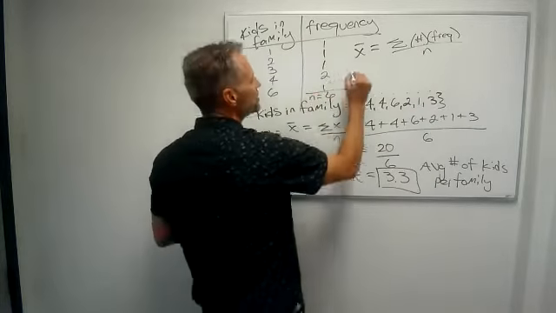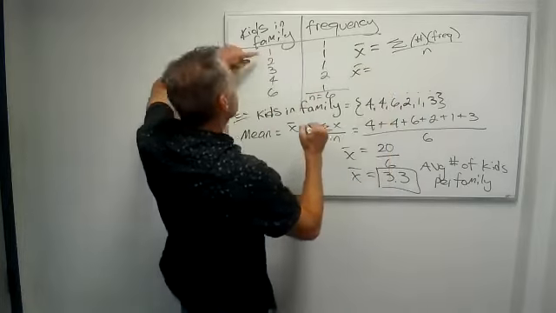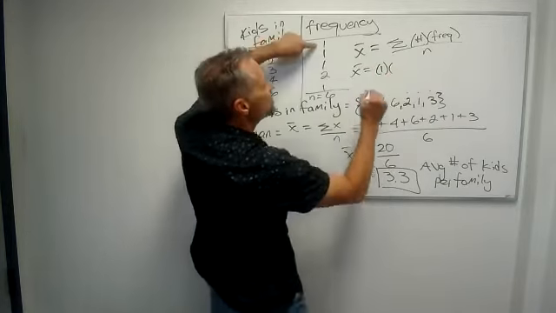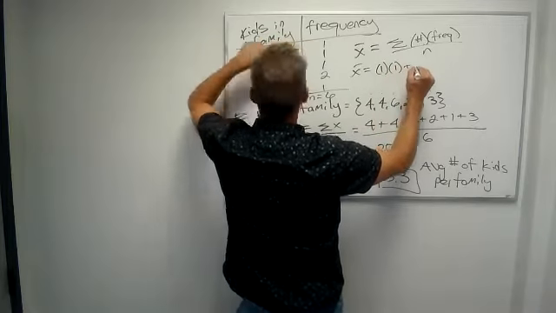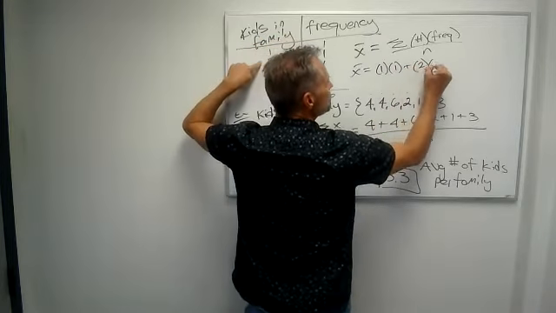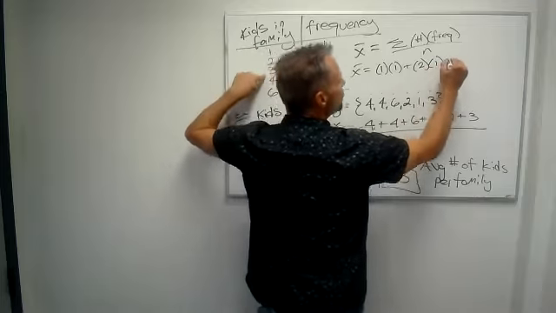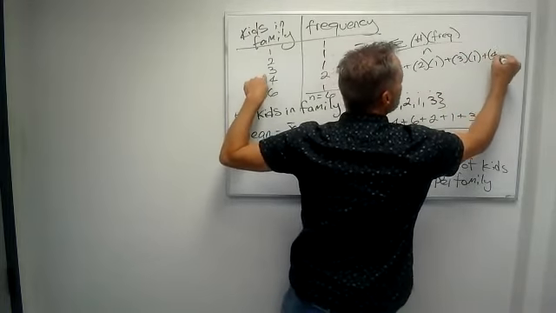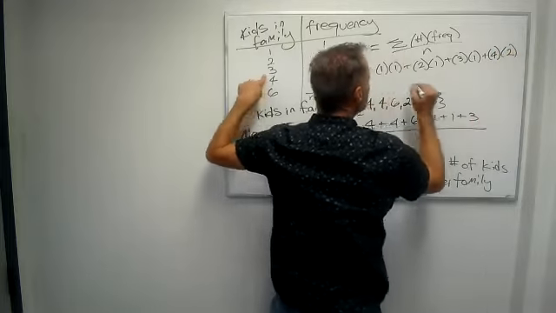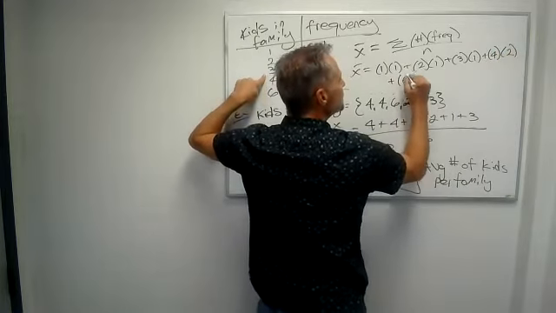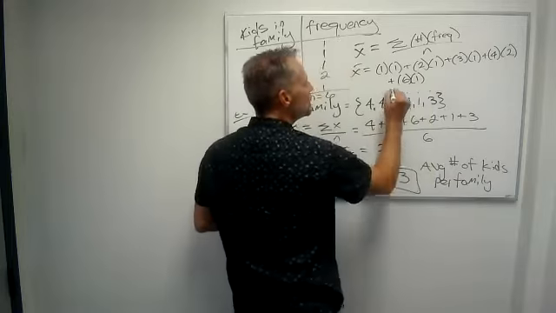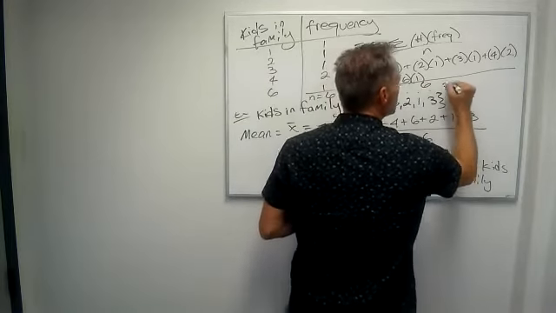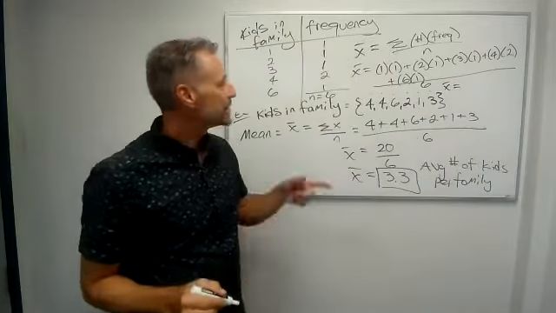So in this case, I say, oh, the number there was 1, but I'm going to multiply that by the frequency. There was 1 of them. Plus 2 kids, there was 1 of those. Plus 3 kids, there was 1 of those. Plus 4 kids, there were 2 of those. Plus 6 kids, there was 1 of those. And then I'm going to divide it by n, which is 6.